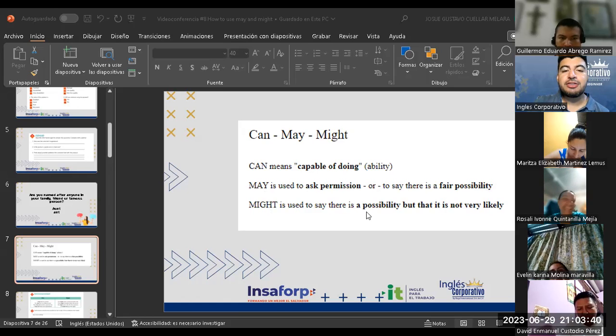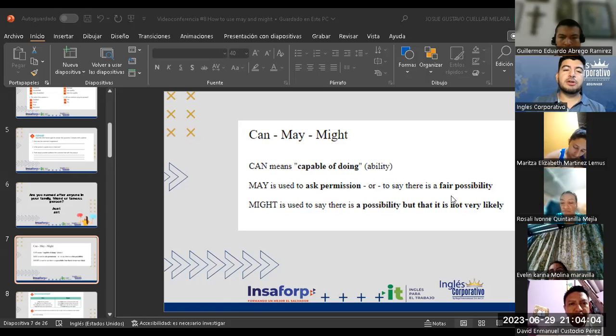It used to say there is a possibility, but it is not very likely. Okay, may is a possibility, close to happening. Está cerca de que pase. May, una posibilidad. But might, there's a possibility, but you are not sure. It's like, yeah, maybe yes or maybe not.